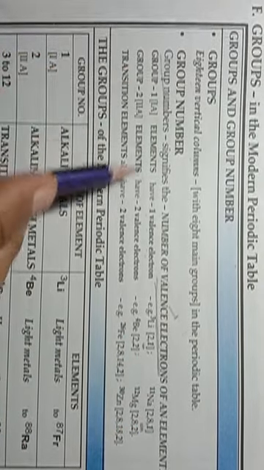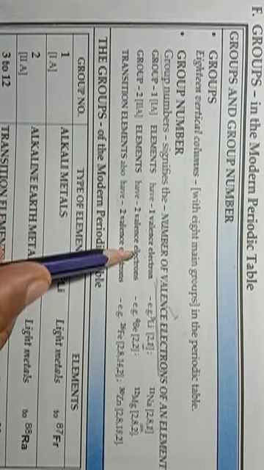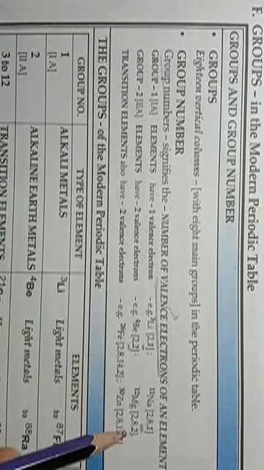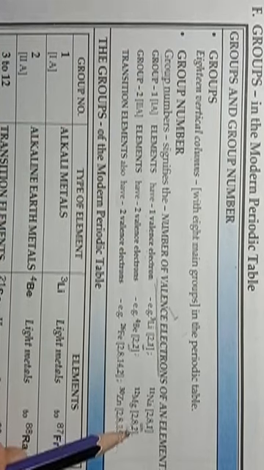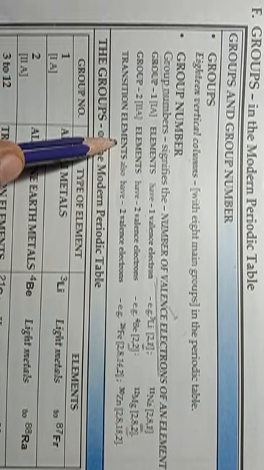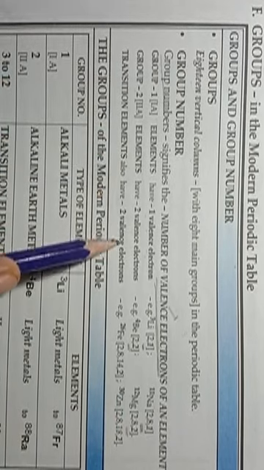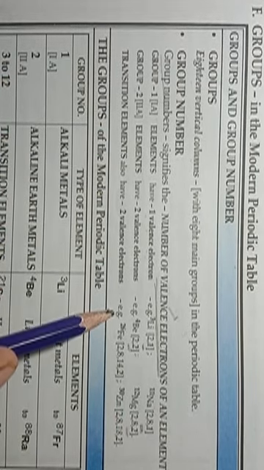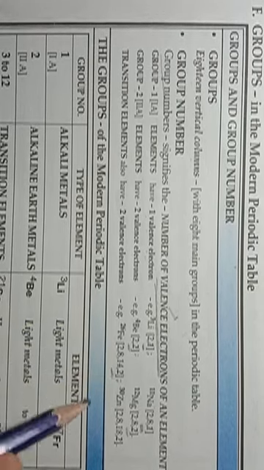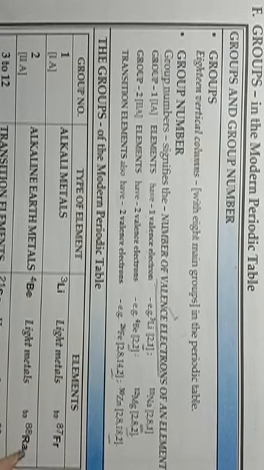Group 2 elements have two valence electrons. For example, beryllium has two electrons and magnesium has two electrons. Transition elements also have two valence electrons in their outermost shell. For example, iron has two electrons and zinc also has two electrons in the outermost shell.